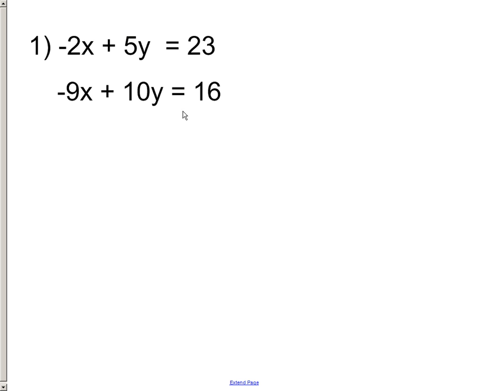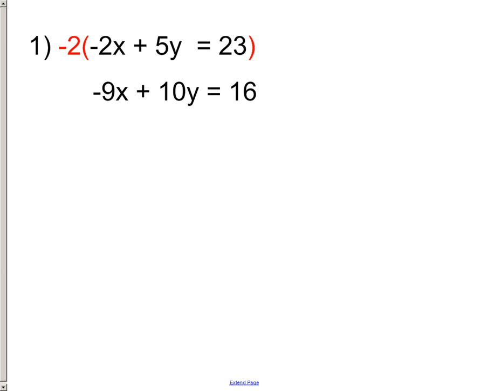look at the equation and see if there's anything we can change to make it work a little bit better. And there is. Basically, we can take the first equation and multiply it by -2. What that does is we're able to distribute that -2 all the way across this equation, and it's going to make this 5y into a -10y. Why did I choose to multiply it by -2?